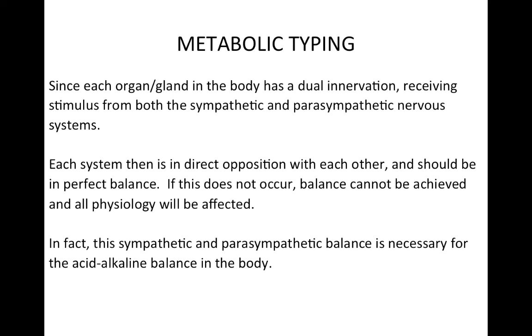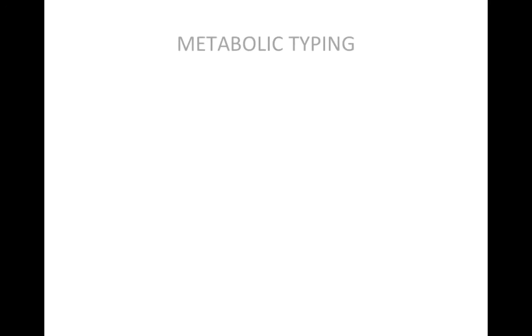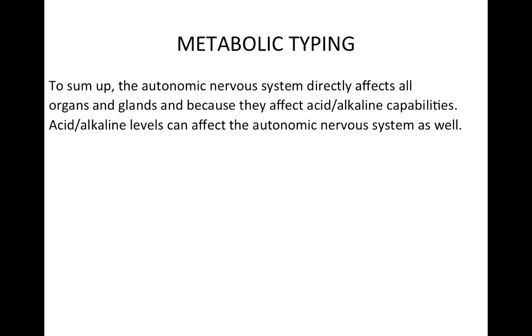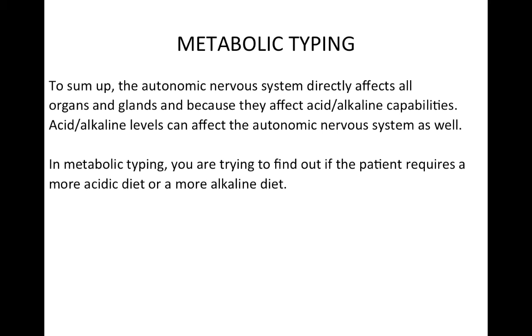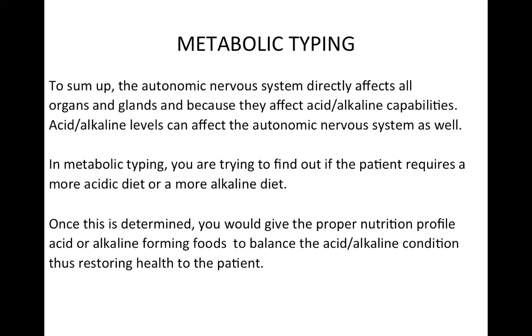In fact, the sympathetic and parasympathetic balance is necessary for the acid-alkaline balance in the body. To sum up, the autonomic nervous system directly affects all organs and glands, and because they affect acid-alkaline capabilities, acid-alkaline levels can be affected by the autonomic nervous system as well. In metabolic typing, you are trying to find out if the patient requires a more acidic diet or a more alkaline diet. Once this is determined, you will give the proper nutritional profile, acid or alkaline forming foods, to balance the acid-alkaline condition, thus restoring health back to your patient.